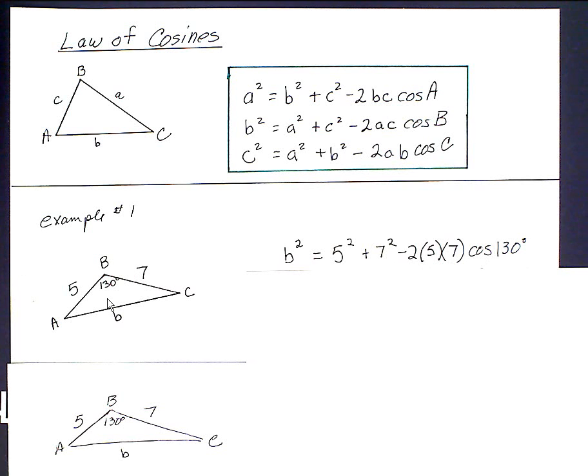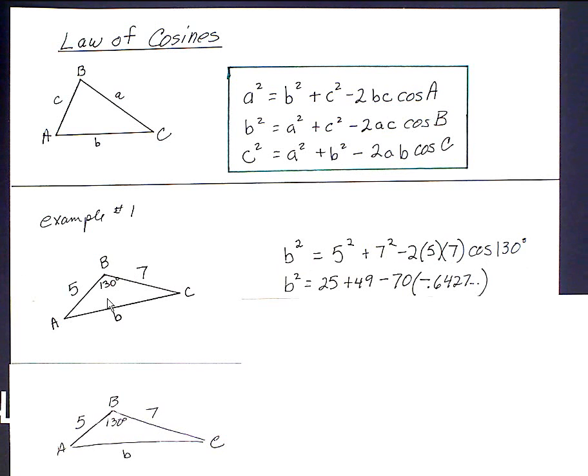The numbers are kind of big. 5 squared is 25, 7 squared is 49, minus 70, take the cosine of 130, and you get negative. Now, you've got to be really careful in here because you're going to have a double negative, which is going to make what? A positive.